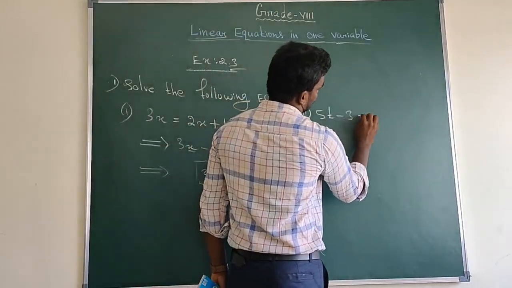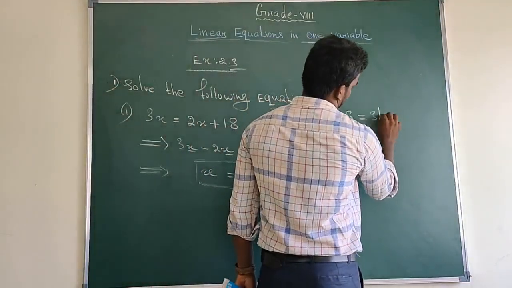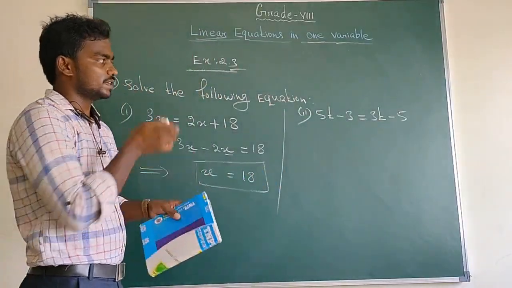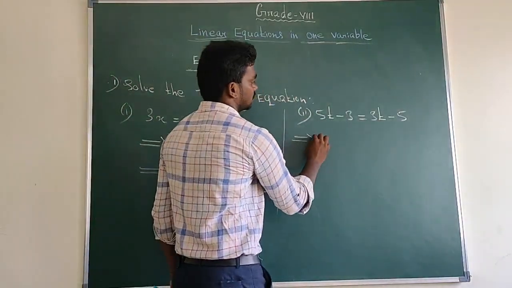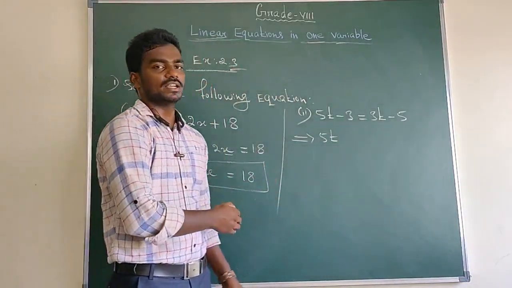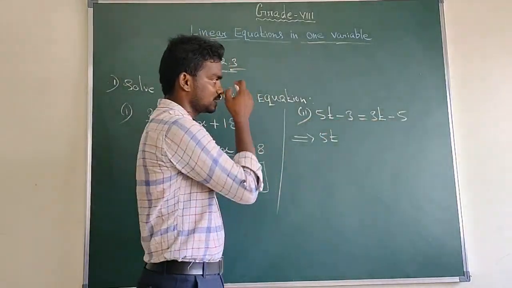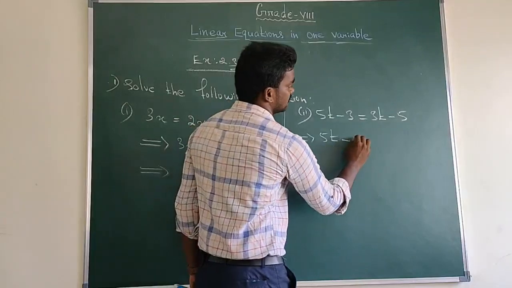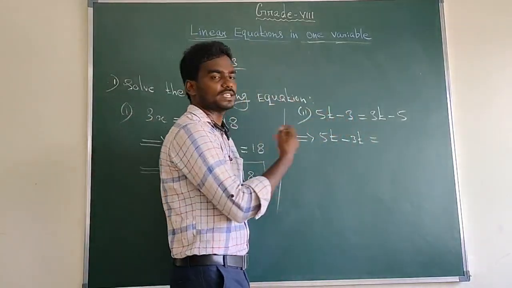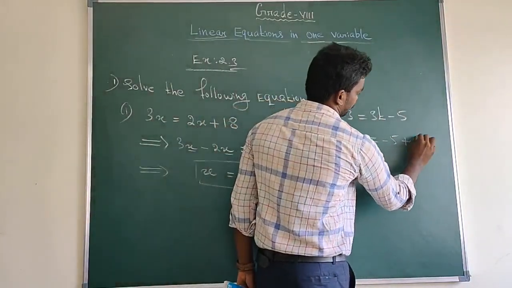5t minus 3 is equal to 3t minus 5. How to solve? First we collect the variables on one side. So 5t, and on the right side we have 3t. 3t transposing to the left side means minus 3t, which is equal to, and this minus 3 transposing to the RHS is plus 3. So minus 5, and this minus 3 transposing to plus 3.